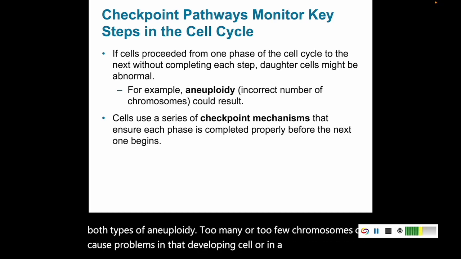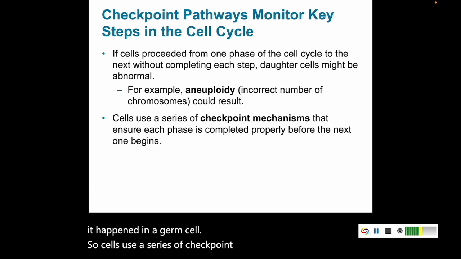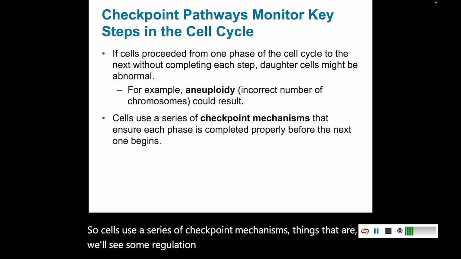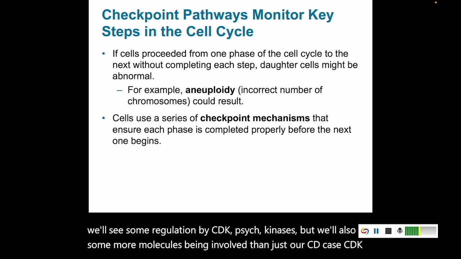So cells use a series of checkpoint mechanisms. We'll see some regulation by Cdk-cyclins, but we'll also see some more molecules being involved than just our Cdk-cyclin complexes. This is so that your cell makes sure it has completed one phase and it's been completed properly before it starts the next phase.